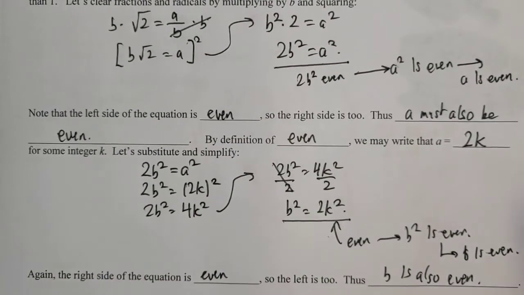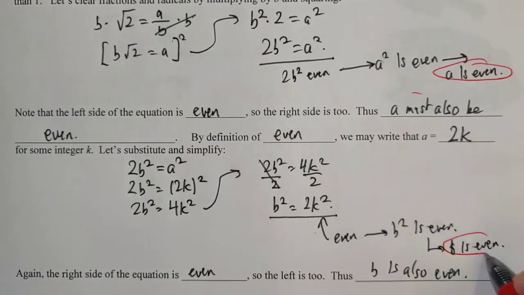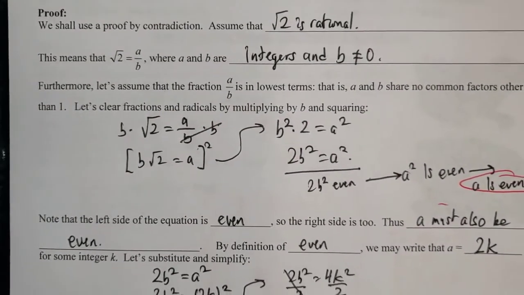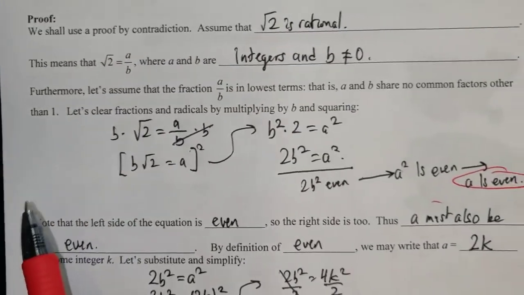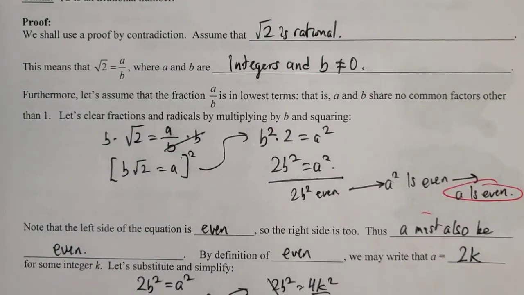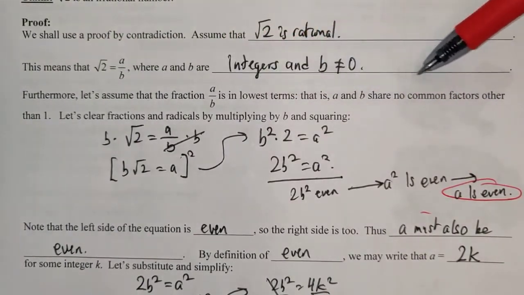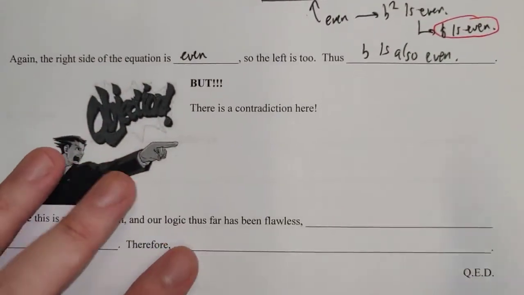Notice we've concluded that a is even, right? This is an important piece of information. a is even. We've also concluded the fact that b is even. Wait a minute. There's a piece of information that we used up here that we never really gave much thought to, but it actually shows up to be very important here. Furthermore, let's assume that the fraction a over b is in lowest terms, as a and b share no common factors other than 1. So, let's look back here.